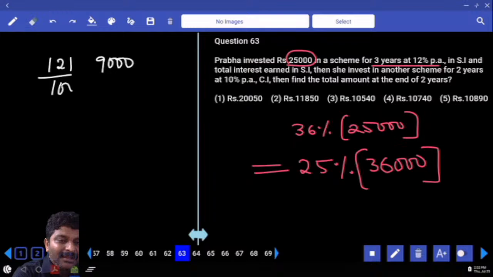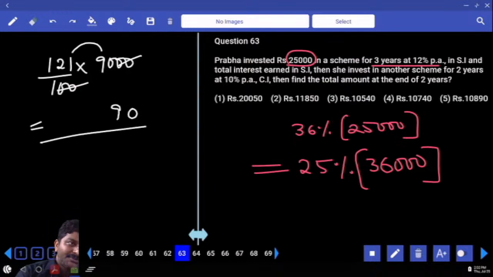121 by 100, 2 zeros get cancelled. You still have 1 zero. 1 into 9. The answer ends with 90. The fifth option. No need to calculate everything. Okay?